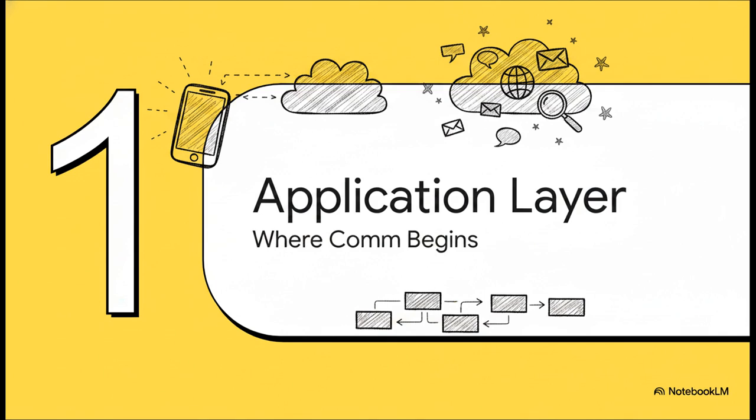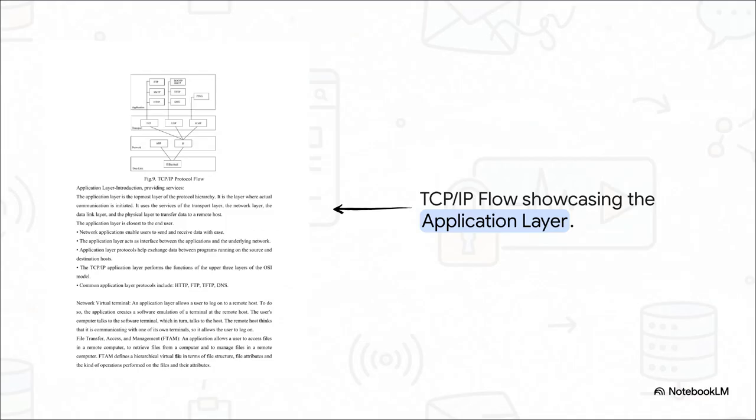This is really where the communication begins. Picture the TCP/IP framework like a giant layered cake, with protocols like SMTP and FTP sitting right at the very peak. This topmost layer is the closest one to you, the end user. Your data travels up from the physical link at the bottom, moving through the network and transport layers all the way up to this application layer, which initiates the actual communication.